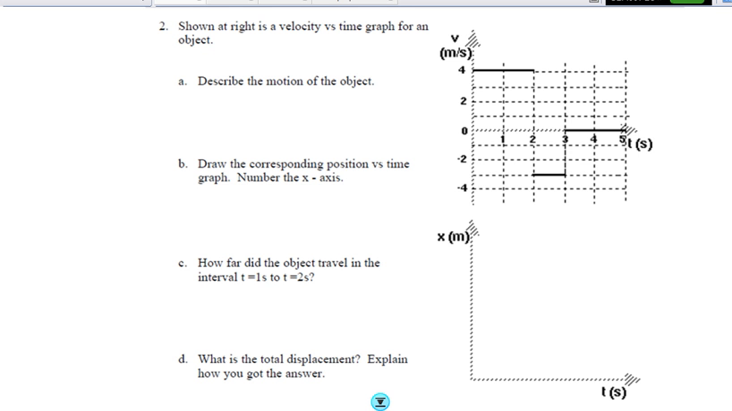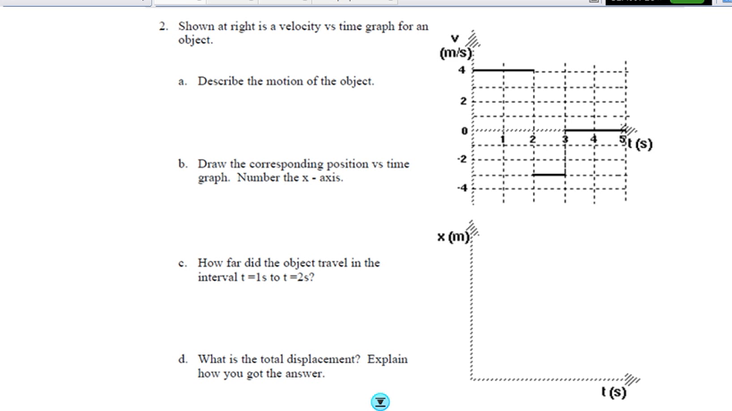In number 2, we're given a velocity time graph and first asked to describe the motion. Remember, on a velocity time graph, you don't know where the object is moving from, but you can determine how far the object travels, in which direction, how fast, and at what time. So we're going to first describe the motion of the object.